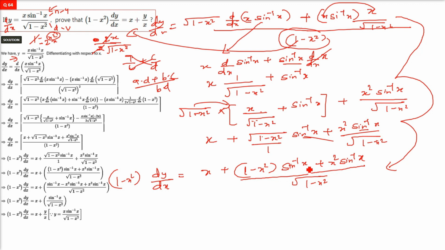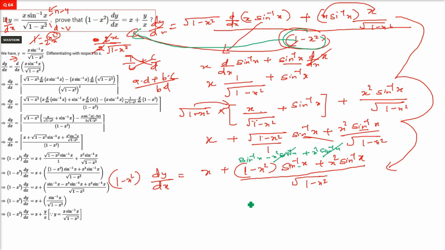What we can do? Because we have to find out the answer also. Now I am opening it. Let me tell you again, 1 minus x square I haven't written anywhere in the denominator, so it goes on the left. It was already there. And then we have this as sine inverse x minus x square sine inverse x plus x square sine inverse x.